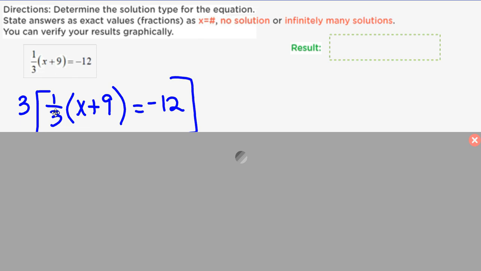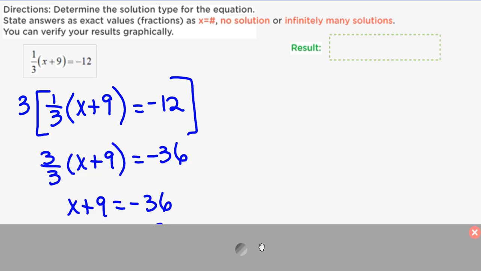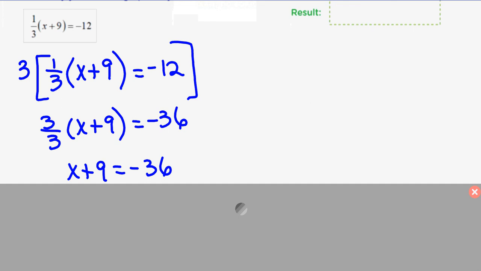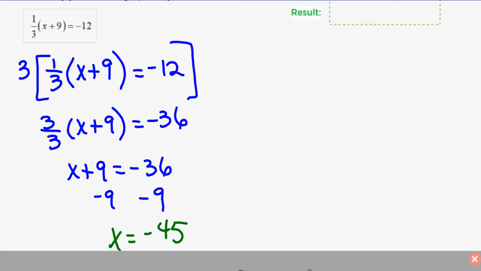Well, what will happen? 3 times 1/3, that's 3 over 3, 1. That undoes that piece. Then you take 3 times a negative 12, and you get your negative 36. Okay? So now we're just left with x plus 9 equals negative 36. We have to undo the addition of 9, so we could subtract 9 and get our value for x, being negative 45. So again, if we graph the equation on the left and graph the equation on the right, where they meet, they would have an x value of negative 45. Or if you want to check by substitution, put the negative 45 in place of x, work it out according to your order of operations, and you should get negative 12 equaling negative 12.